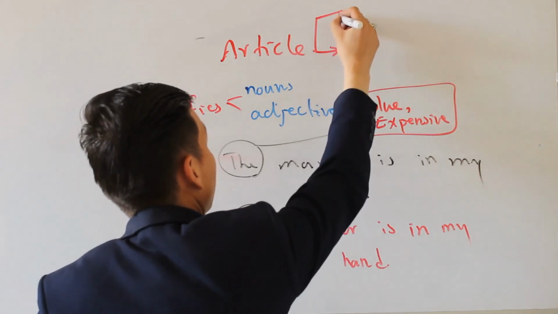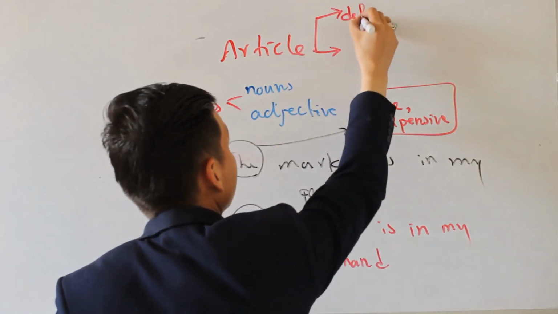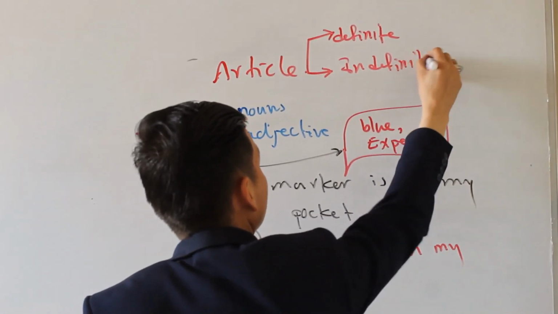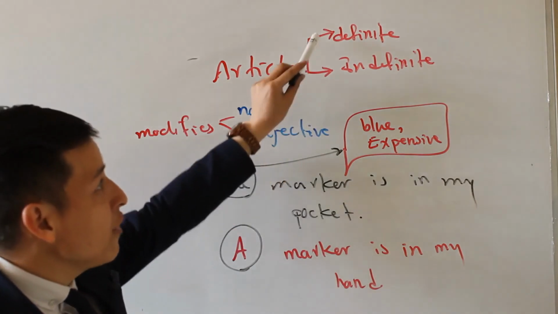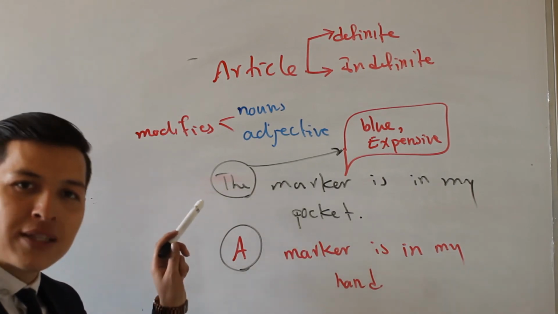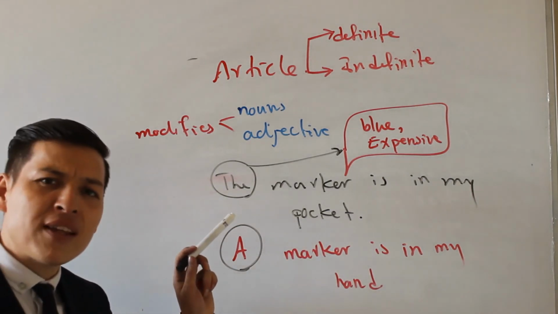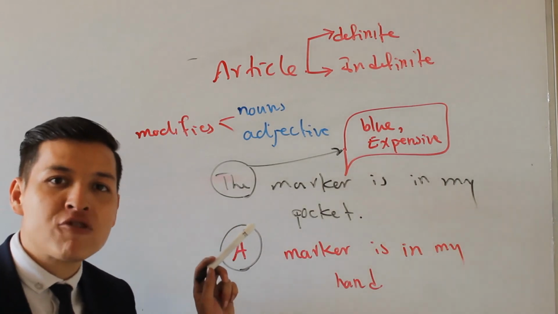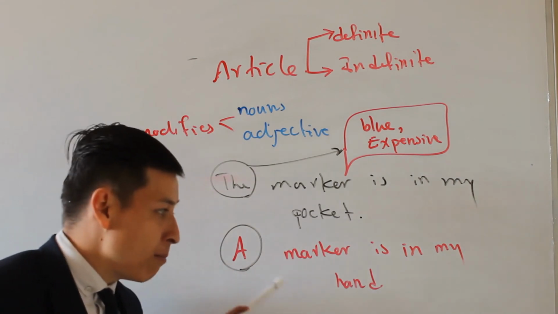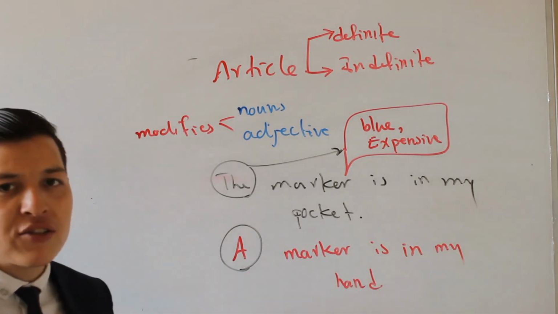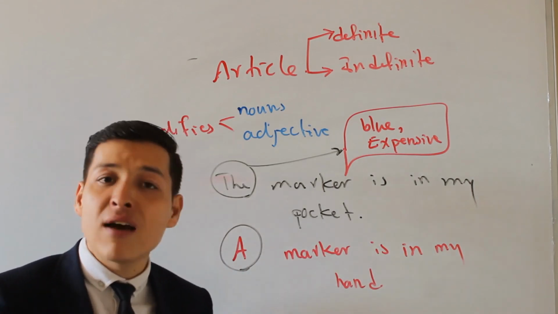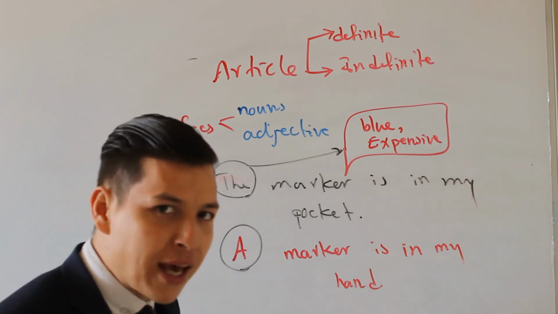We classify our articles into two categories: definite and indefinite. Definite article and indefinite article. Now in your opinion, is that definite or indefinite? All of you will say that it's definite, because it talks about something that we have prior information about. But if I say a marker is in my hand, here you will say definitely it's not a definite article. It is an indefinite article, because we had no prior information.